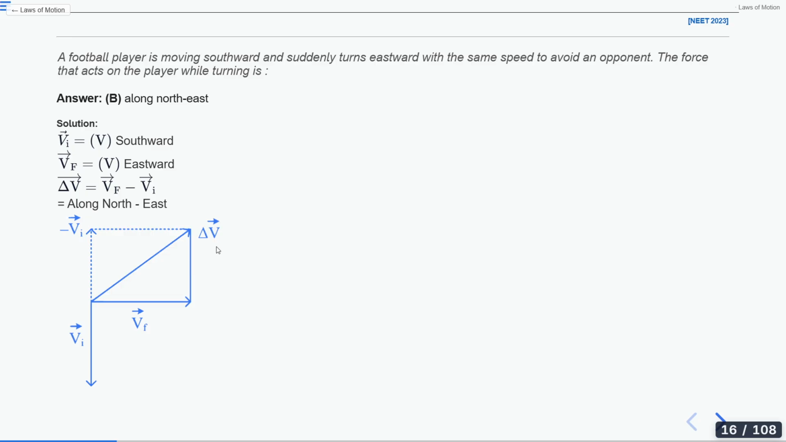This is the direction of change in momentum, and this is the direction of force, because F equals the rate of change of momentum, and momentum equals mass times velocity. So change in momentum equals mass times change in velocity. So the answer is along the northeast direction. Why? Because this is east, this will be west, upper north and downward south. So this is east and this is north, so it will be in between north and east. So answer B was the correct answer.